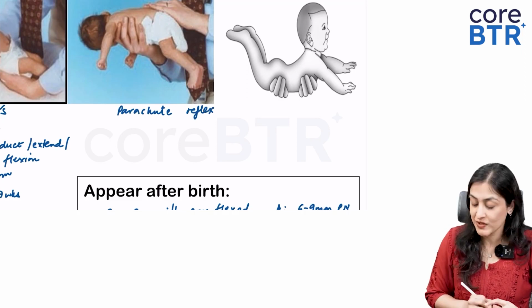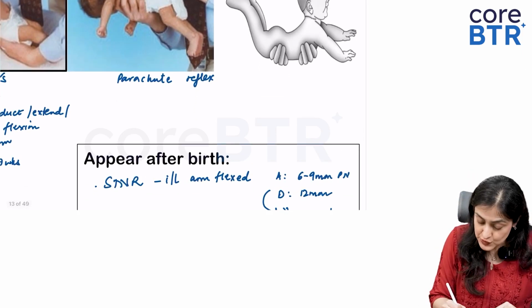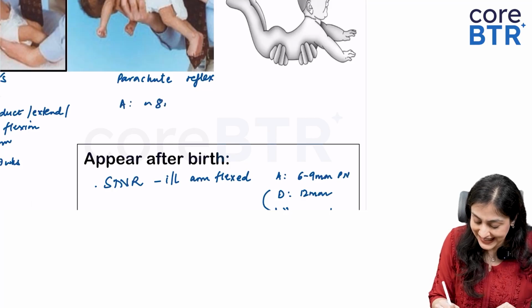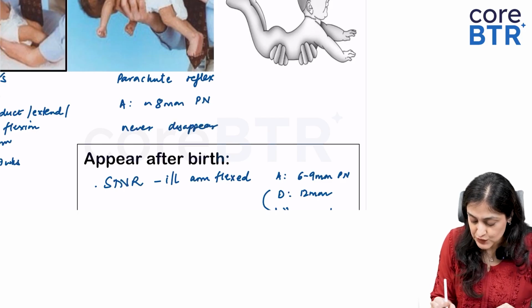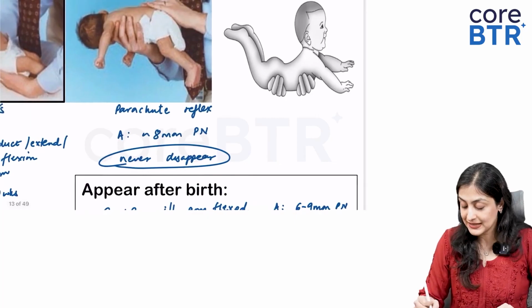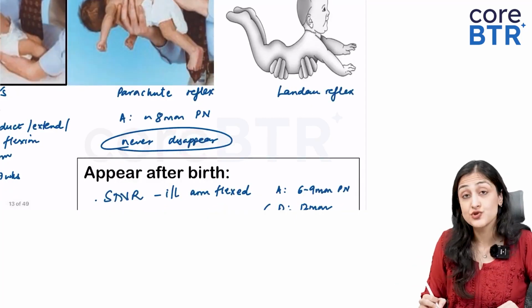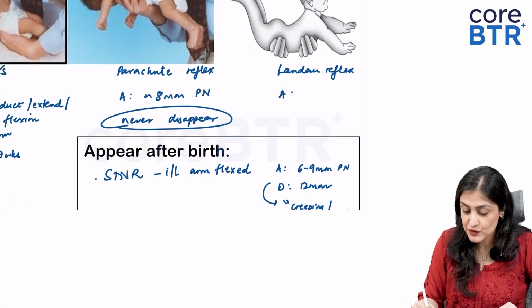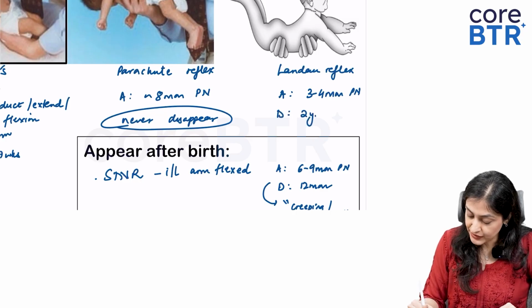And the important question here is, this is the only reflex which never disappears. So this is what appears around 8 months postnatal and never disappears. So that makes for a great question. So never disappear. And this Superman-like pose is Landau's reflex. This also appears postnatally. So this appears at 3 to 4 months postnatally, and this disappears at around 2 years.